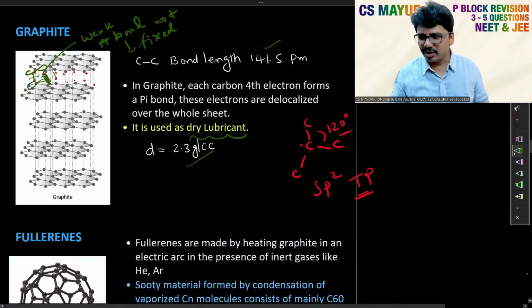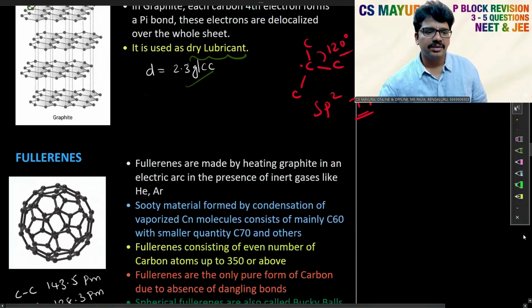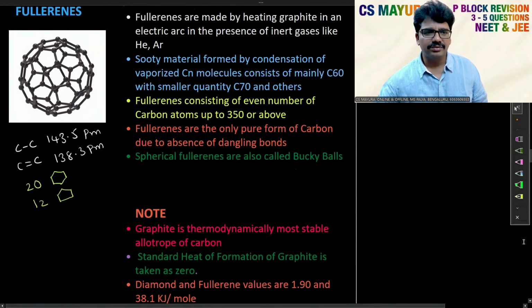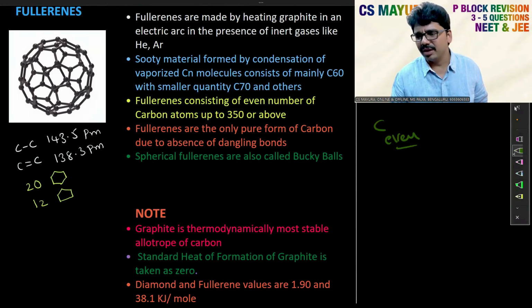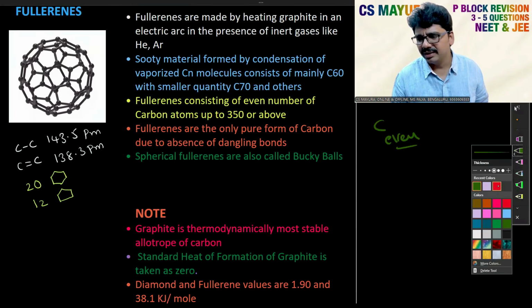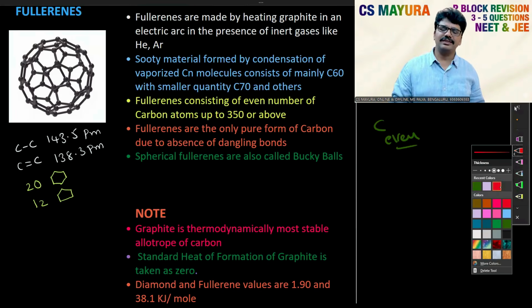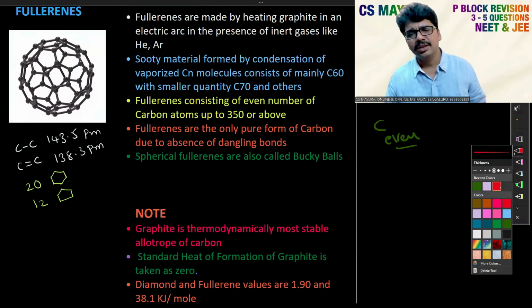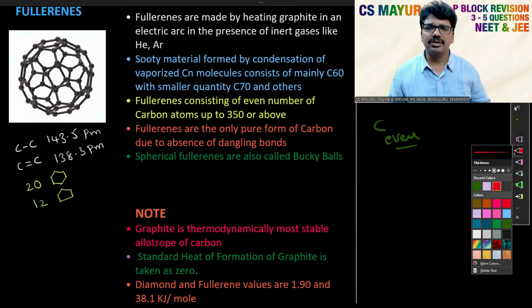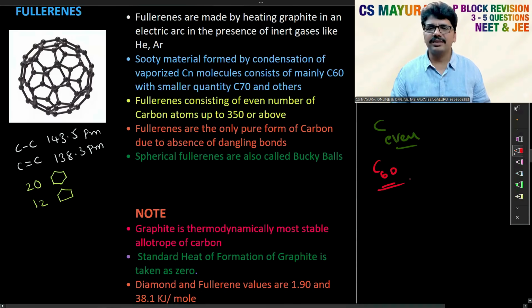Next, coming to an important allotrope of carbon, fullerenes. Fullerenes have an even number of carbons. What I mean to say is, it can be C60 or C70 or C350 or any. So many types of fullerenes are observed. Among all, C60 is called Buckminster fullerene.